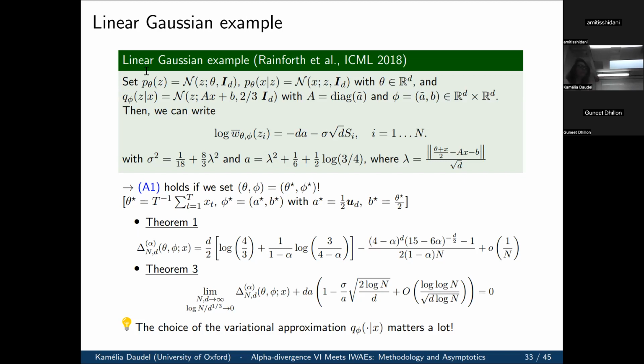Other questions, maybe? Or maybe from the chat, I don't know. Amitis is in charge. People just thanked you for the talk. Was everything clear? Joe says it's super clear, good work.